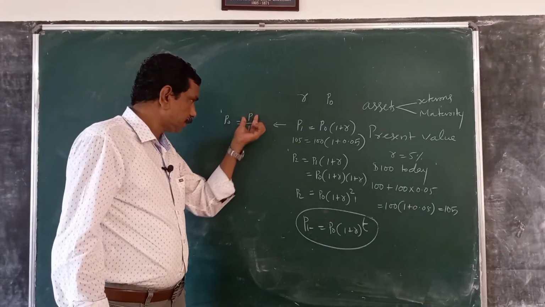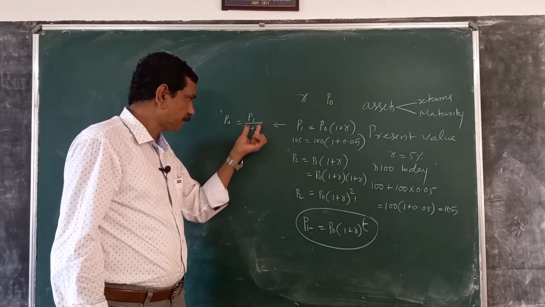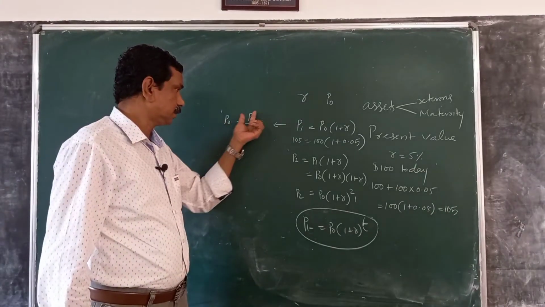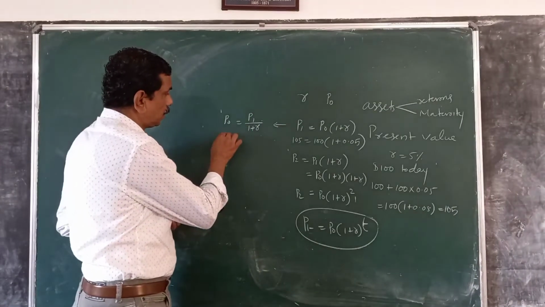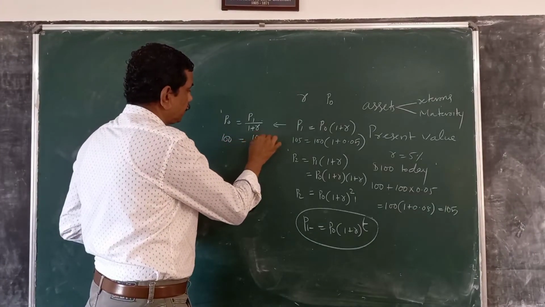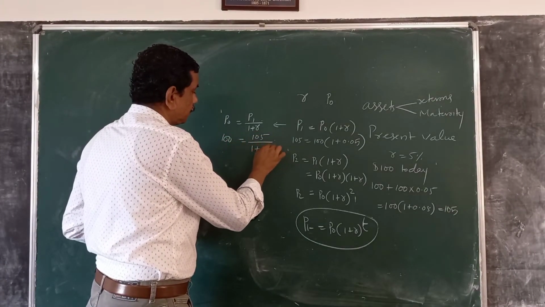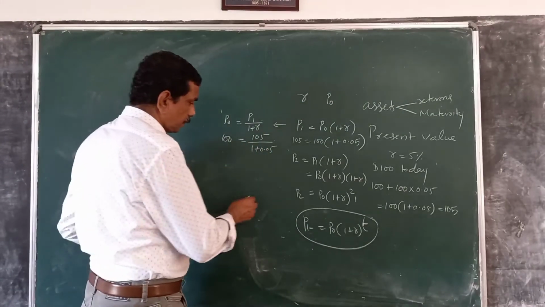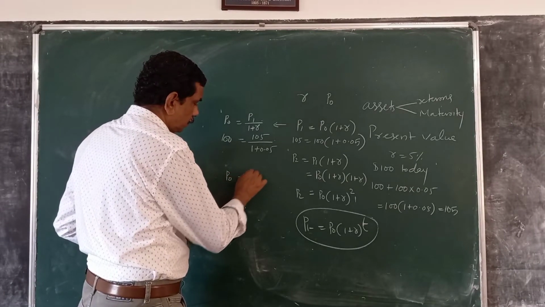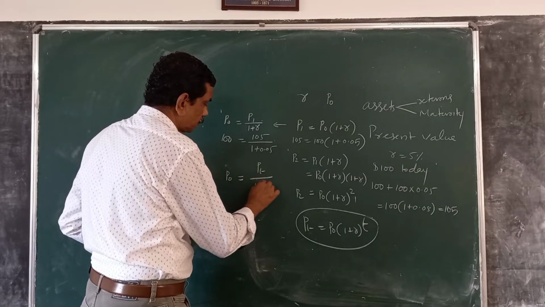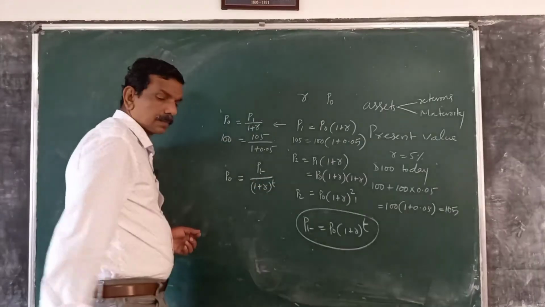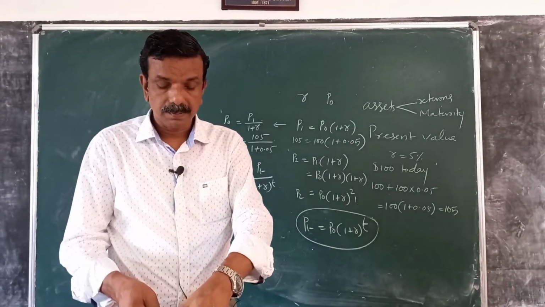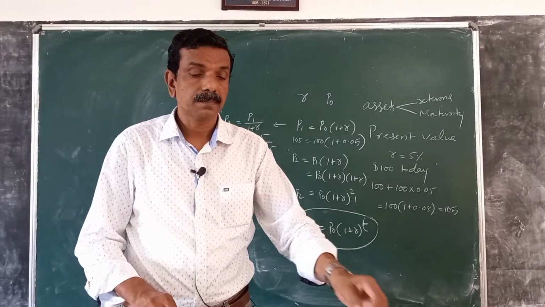So, this is the present value of a claim to be received after 1 year. P0 is equal to, that is 100 is equal to 105 by 1 plus 0.05 from our calculation. Generalizing, P0 is equal to Pt by 1 plus R raised to T.